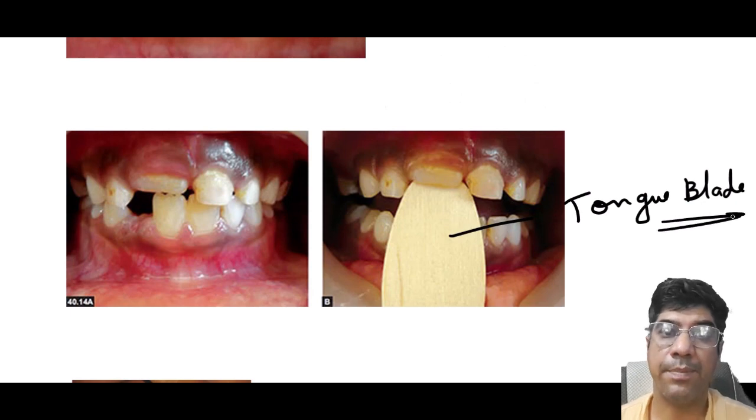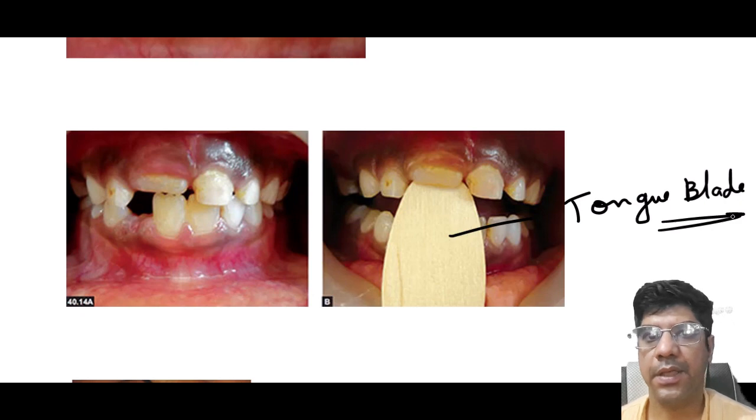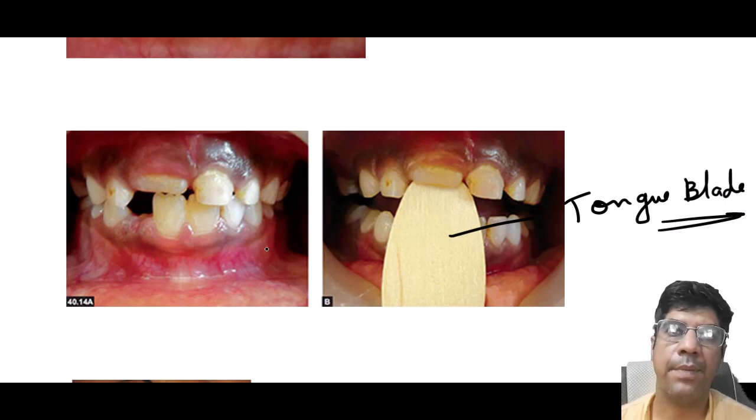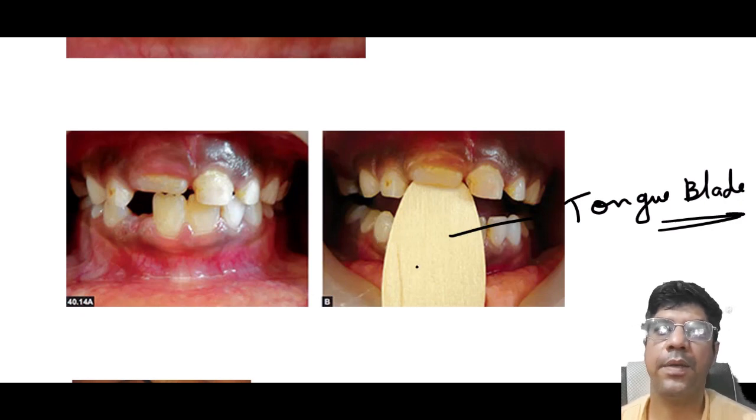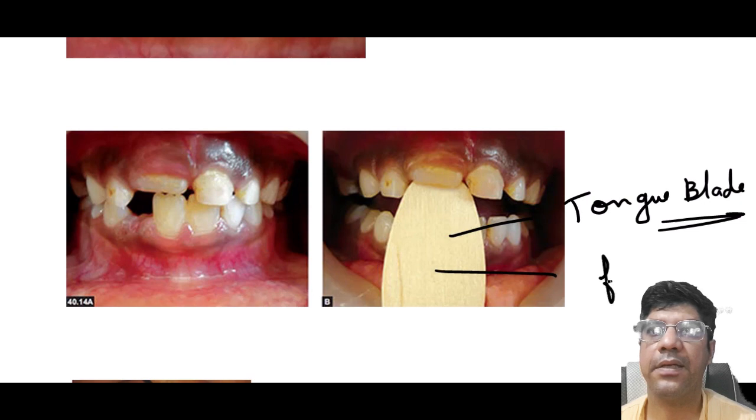Remember, tongue blades are particularly used when a crossbite is observed during the eruption of the permanent teeth, especially in the pre-adolescent patient. The tongue blade is a simple and inexpensive appliance resembling a flat ice cream stick.